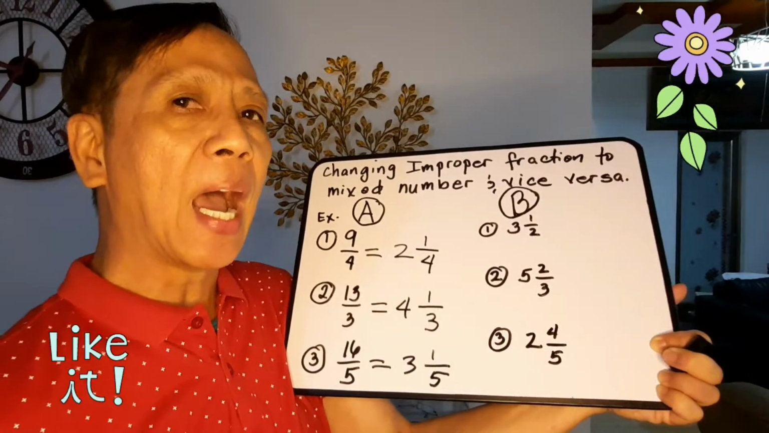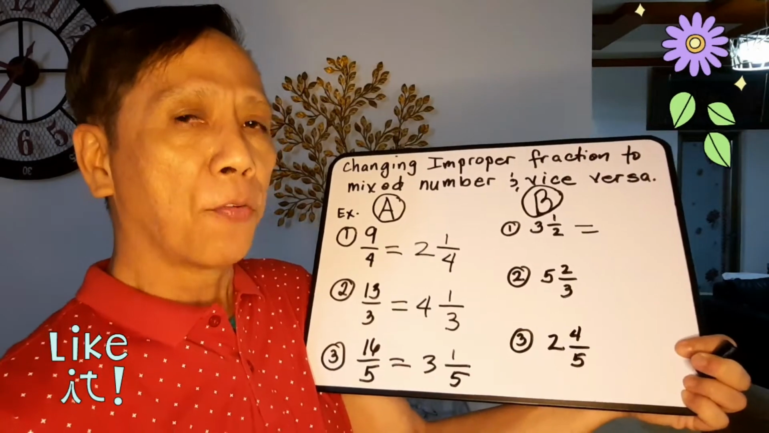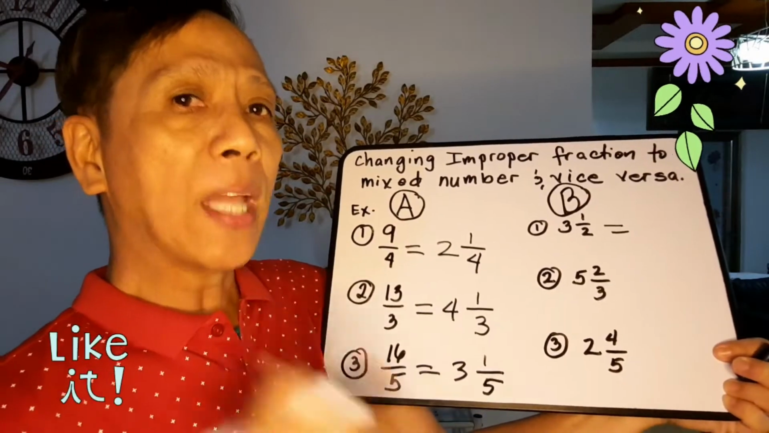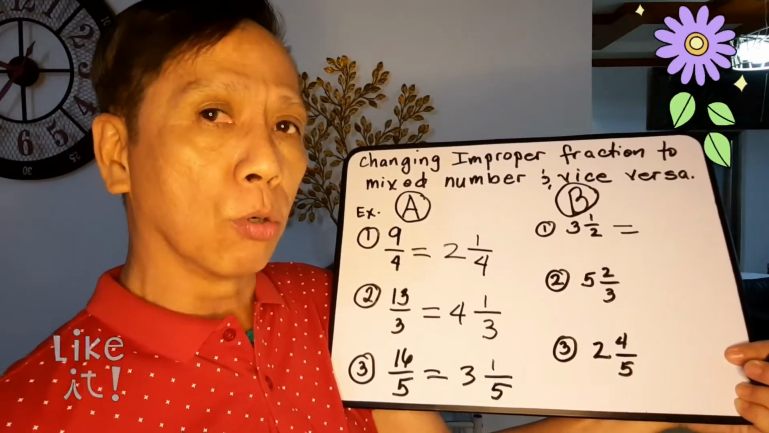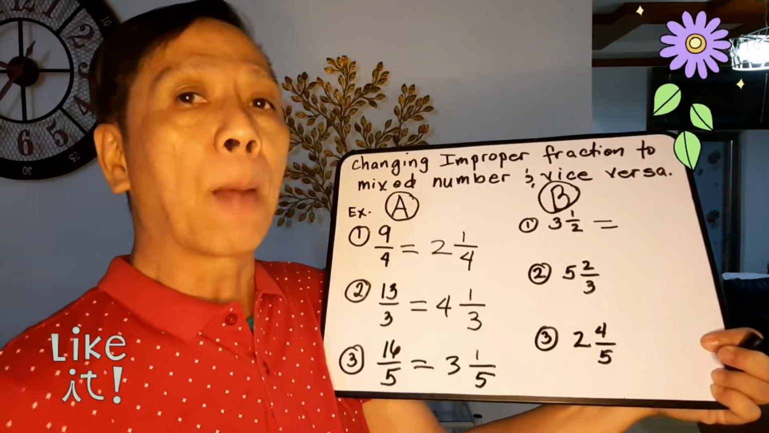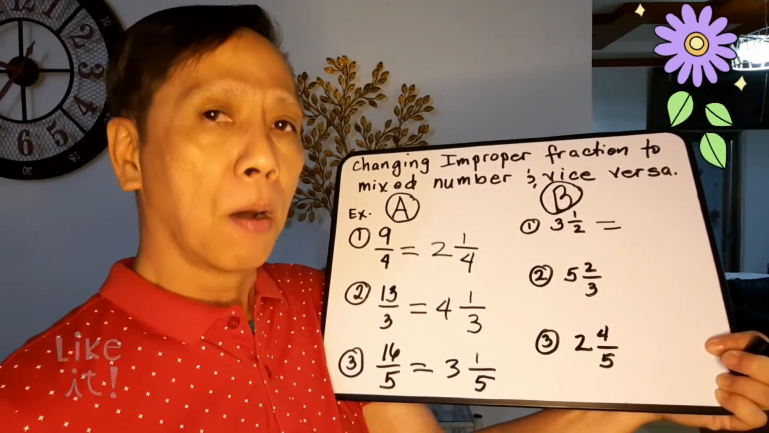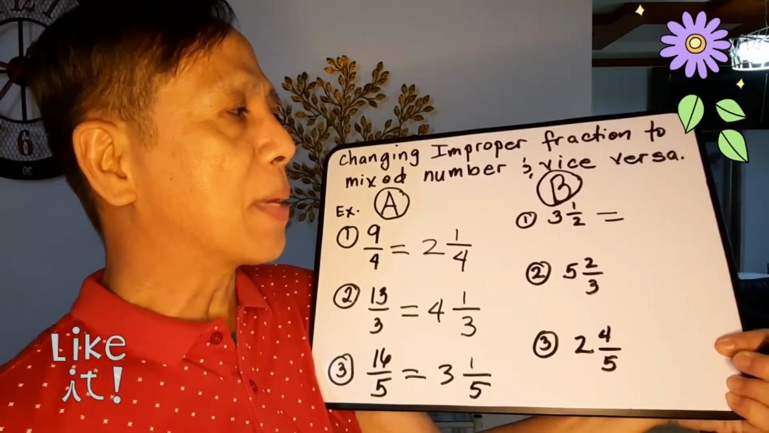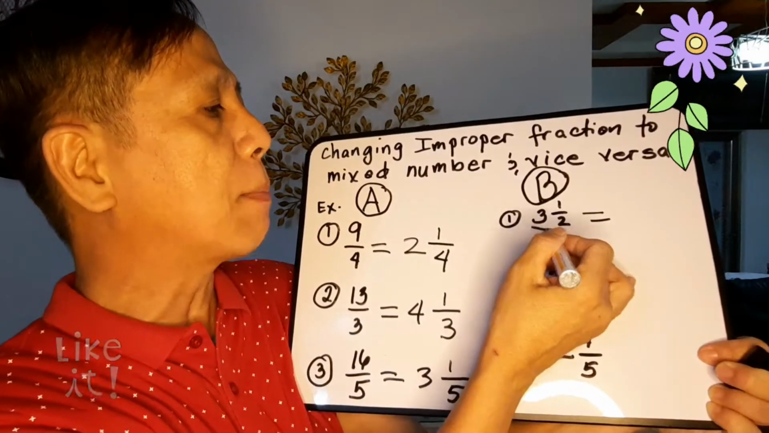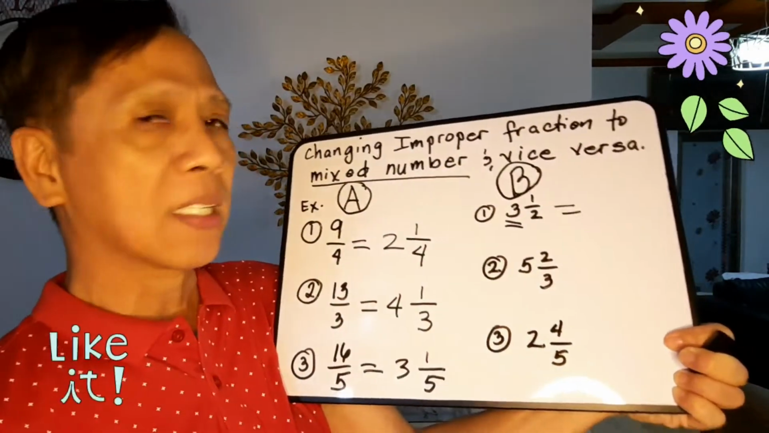Under B naman ay mga mixed numbers. I-change natin siya sa improper fraction. Reviewin natin bakit naging improper fraction itong mga ito. When the numerator is equal to or greater than the denominator, the fraction is improper. Kapag maliit yung ibabaw, malaki ilalim, that is a proper fraction. Ngayon, bakit naging mixed number naman ang lahat ng nasa ibaba ng B? Ang mixed number, kapag meron siyang whole number, at may kasamang proper fraction, siya ay mixed number.